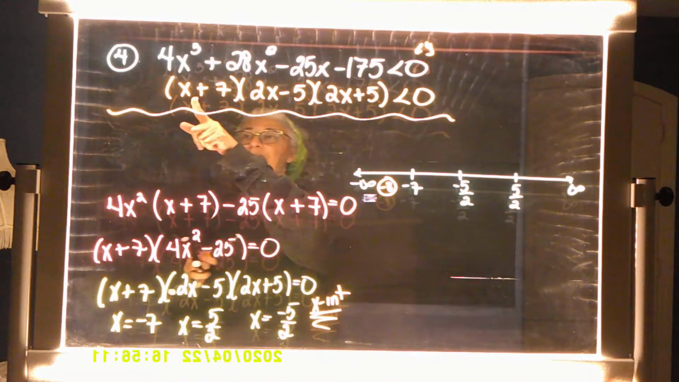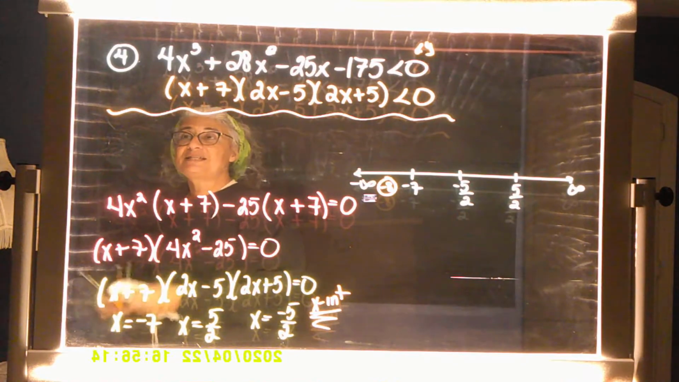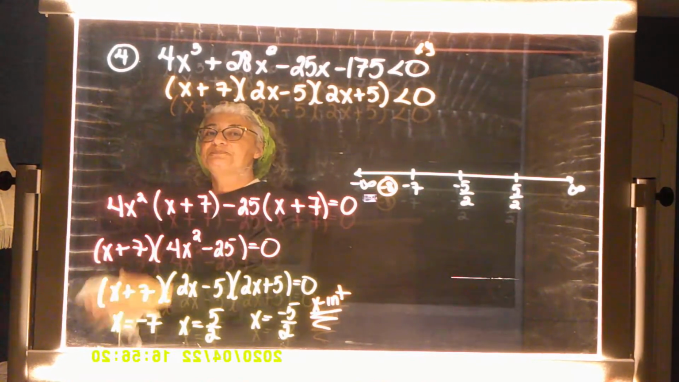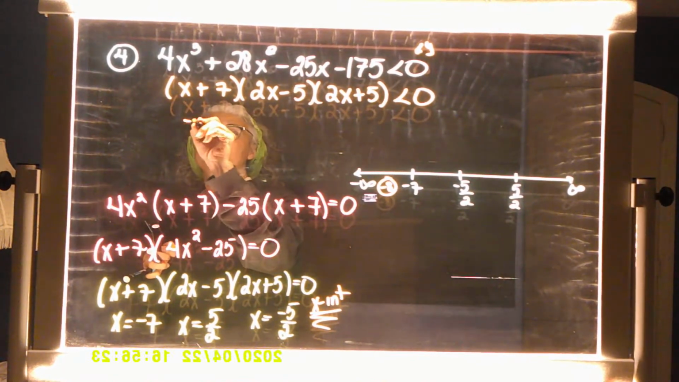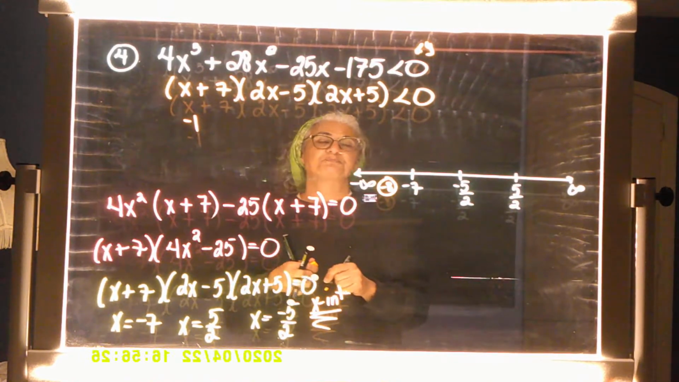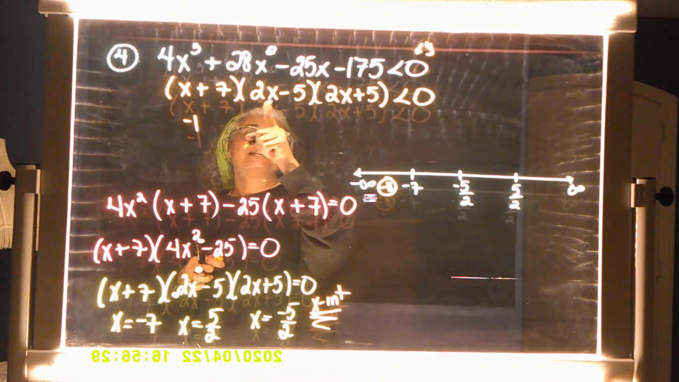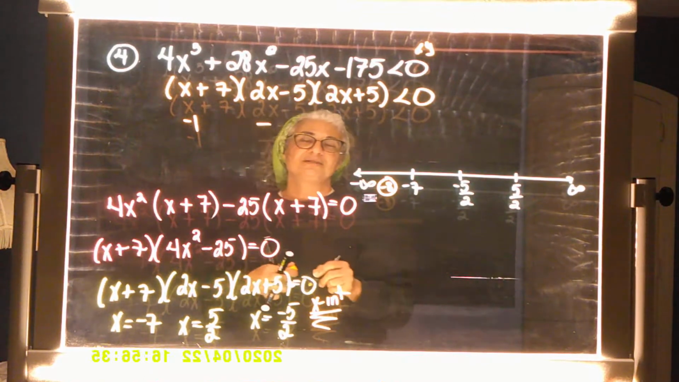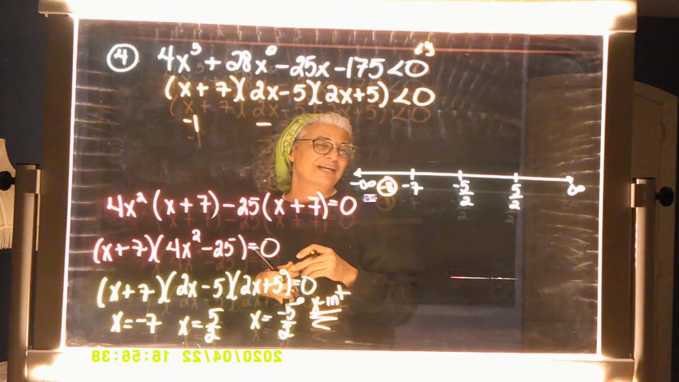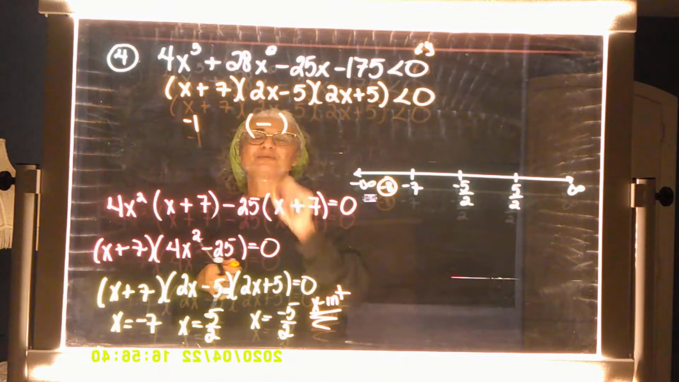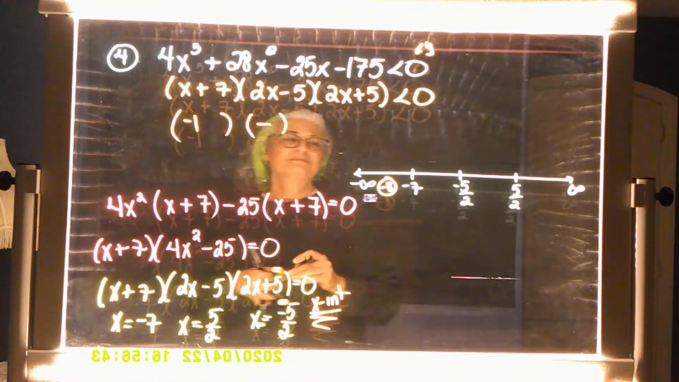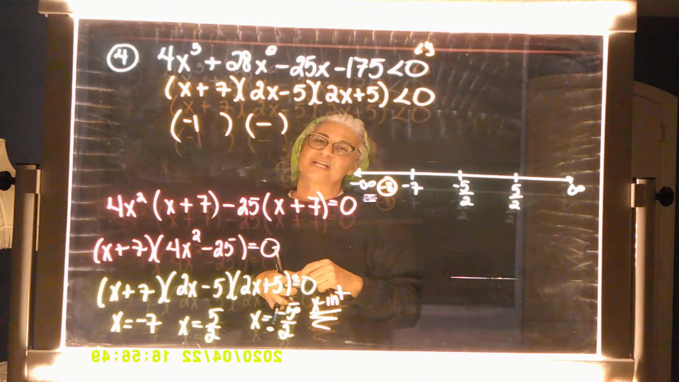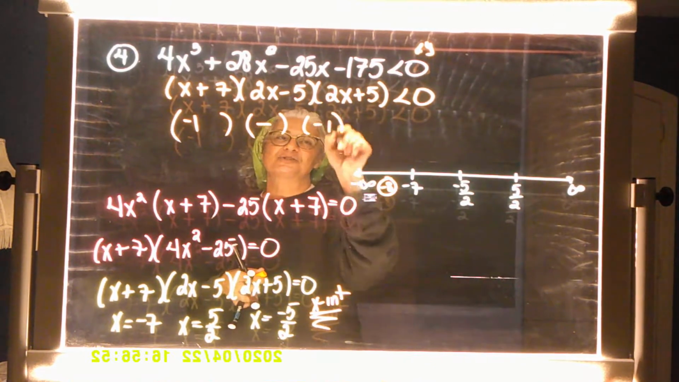I'm going to take negative 8 and plug it in. When I plug the negative 8 into x plus 7, you get a negative 1 here, don't you? When I plug negative 8 into the second parenthesis, I get a negative number. I don't know what the number is, and I don't care. All I know is that this parenthesis will be negative. If I plug the negative 8 into the third, I'll get another negative answer.